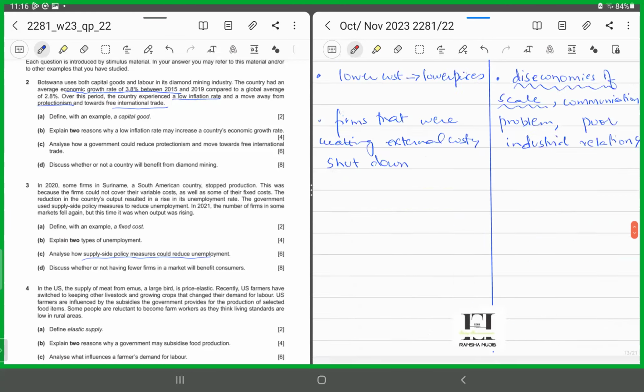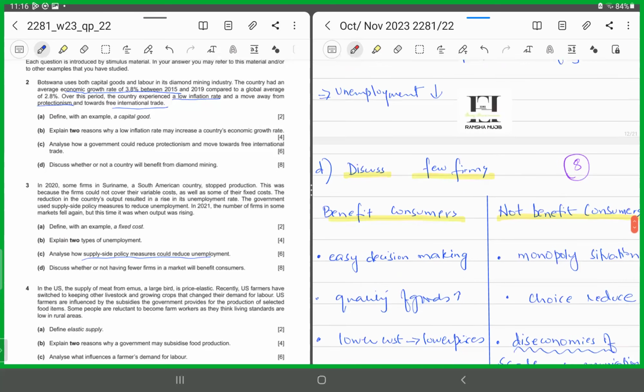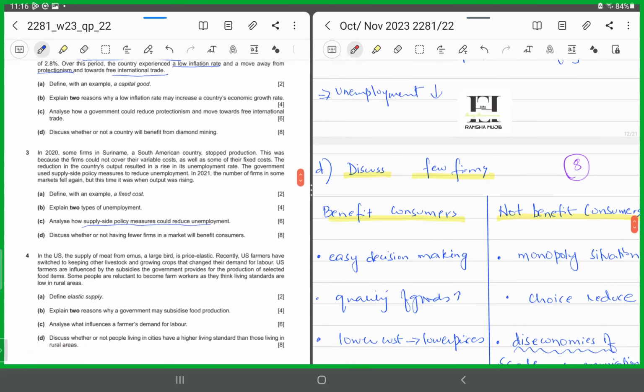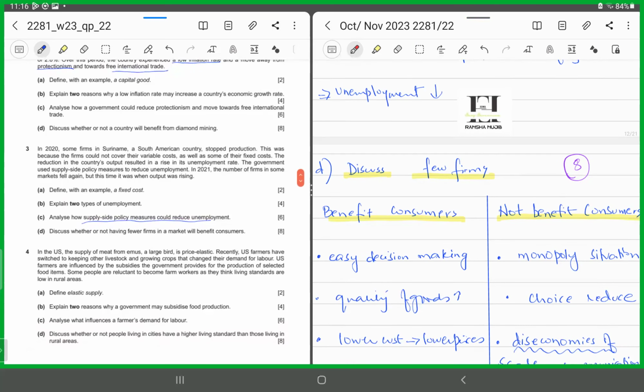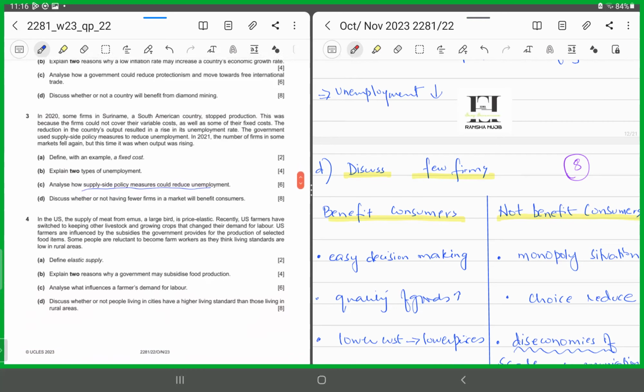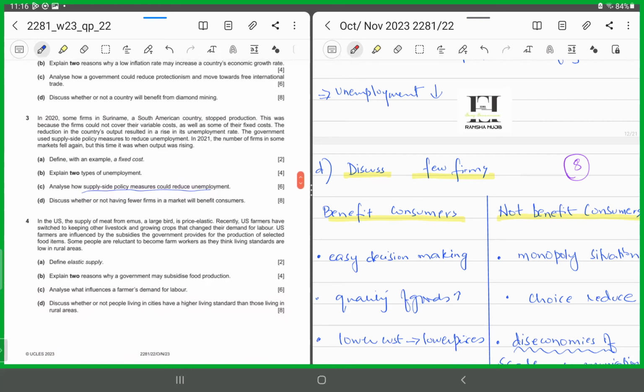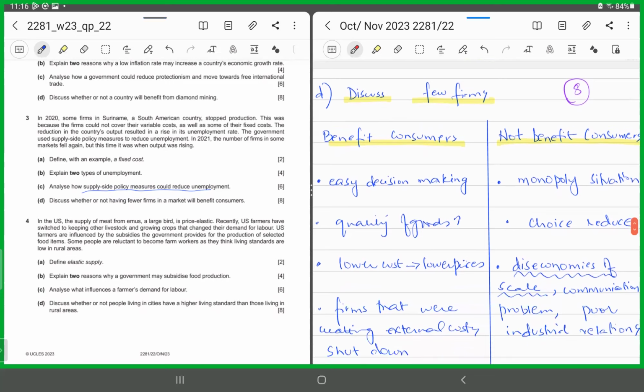Moving on to part D. Part D is a discuss question. Part D says, discuss whether or not having fewer firms in a market will benefit consumers. So if there are fewer firms in a market, how will consumers benefit? Again, it's an 8-marker question. Present both sides and evaluate a statement in the end, 3 paragraphs.